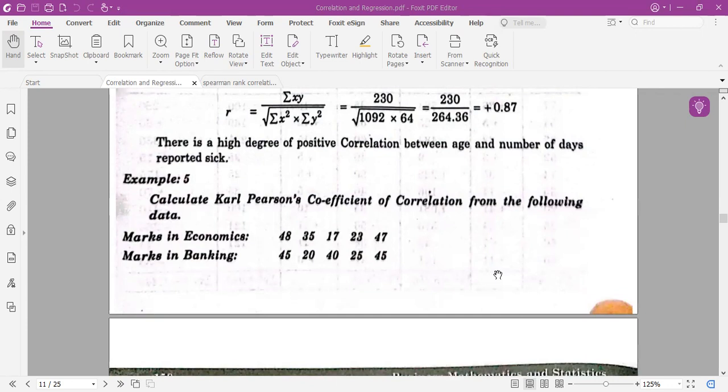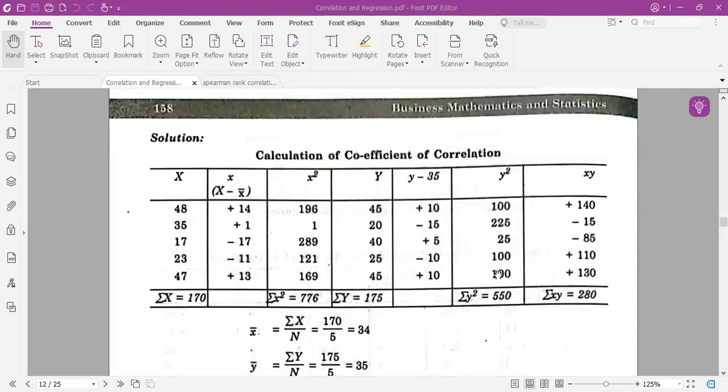Now let us take one more example. Calculate the Karl Pearson coefficient of correlation from the following data: marks in economics and banking. So here capital X is given as 170.